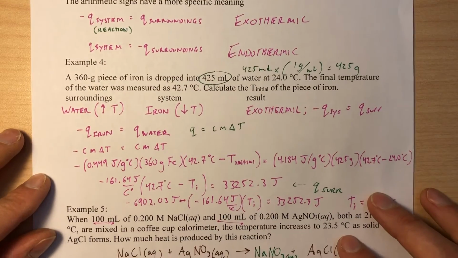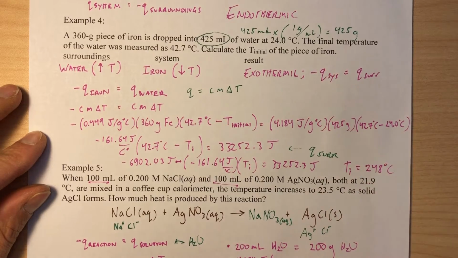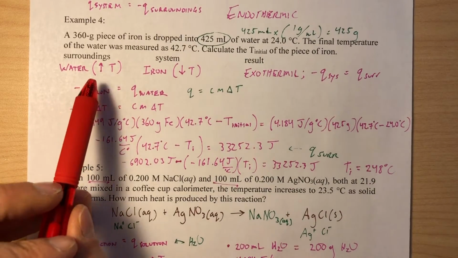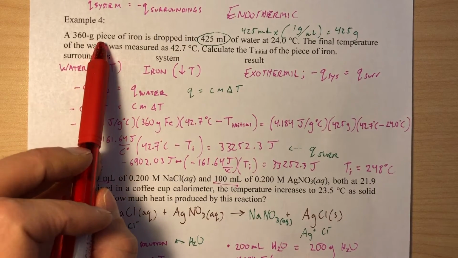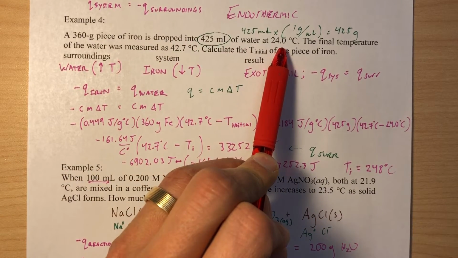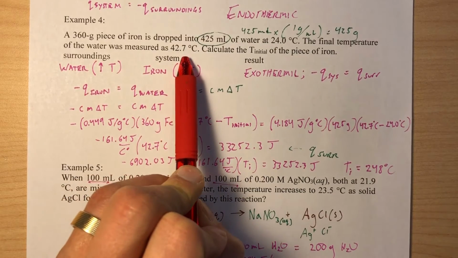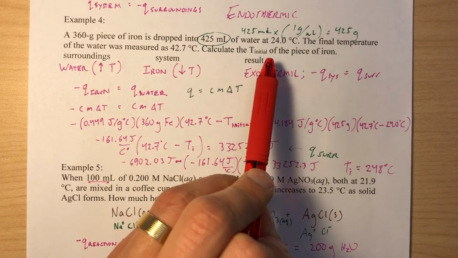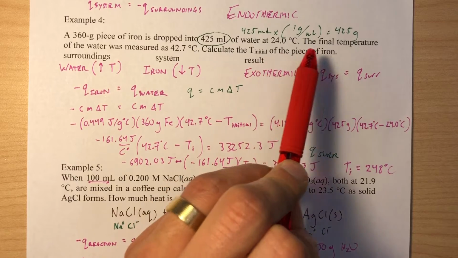In example 4, we show an exothermic process where we have a 360 gram piece of iron that's dropped into water at 24 degrees Celsius. The final temperature of the water is measured to be about 42 degrees Celsius. Calculate the initial temperature of the iron.